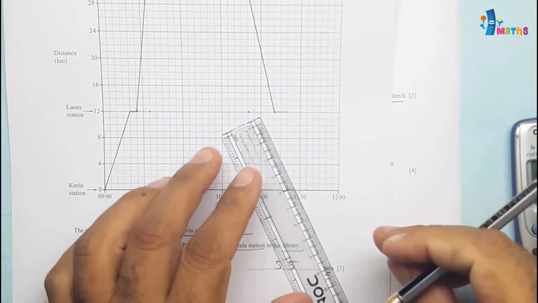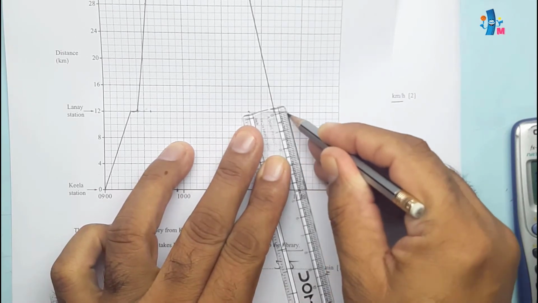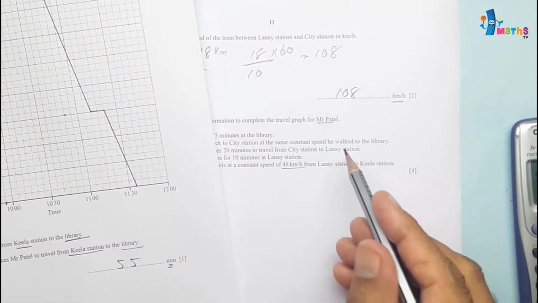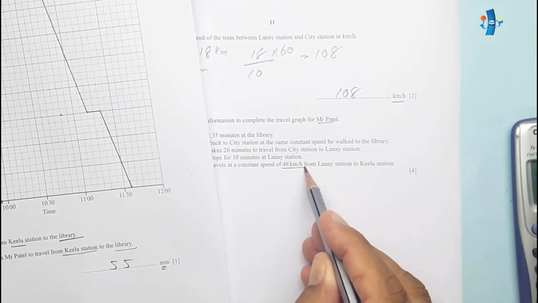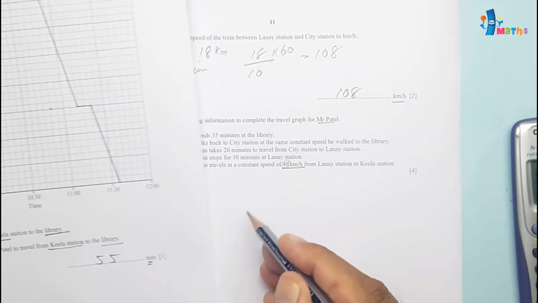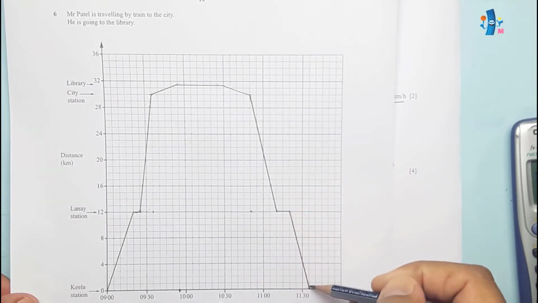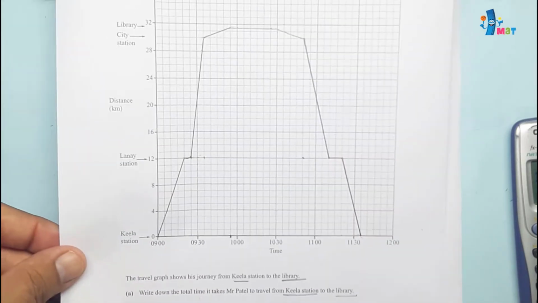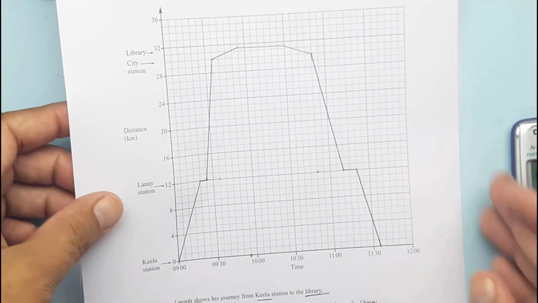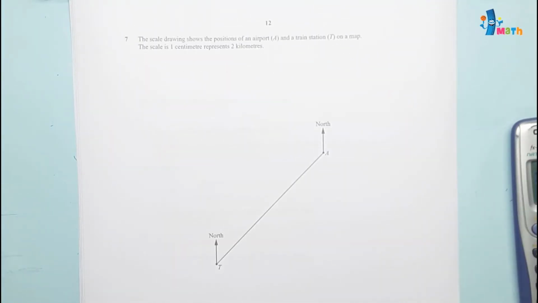So we will be joining this 15 minutes and this one, because in 1 hour it completes 48. They have given 48 kilometers per hour. So in 1 hour 48 kilometers, and 12 kilometers will take 15 minutes. So this will be over here. This is the complete graph which we have done, and this question is also completed. And the next question is question number 7.